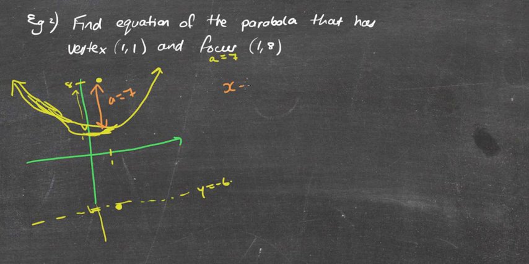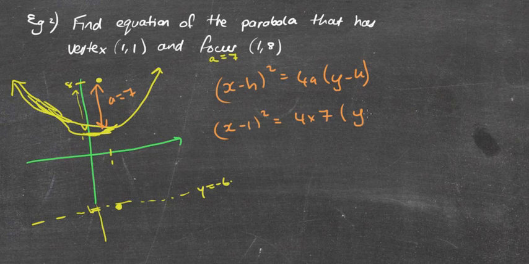But my formula is x minus h all squared equals 4a times y minus k. So h and k are 1 and 1. So x minus 1 all squared equals 4 times a, which is 7, and then times y minus 1. So I'm going to expand it out now. So I get x squared minus 2x plus 1 equals 4 7s are 28 times y minus 28.